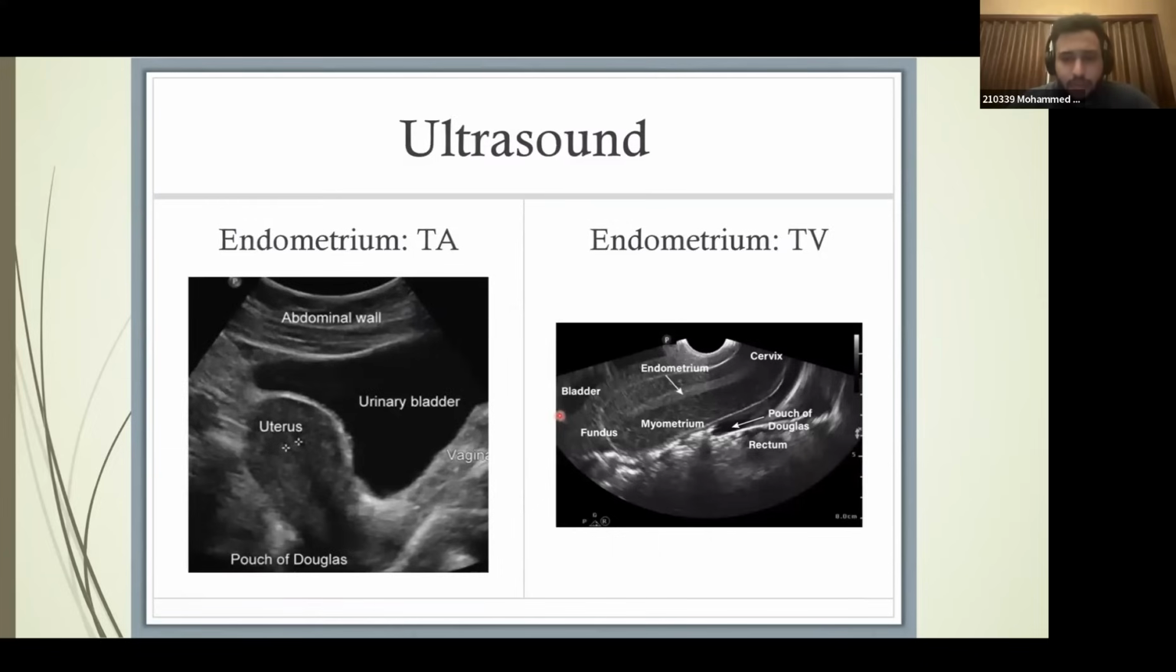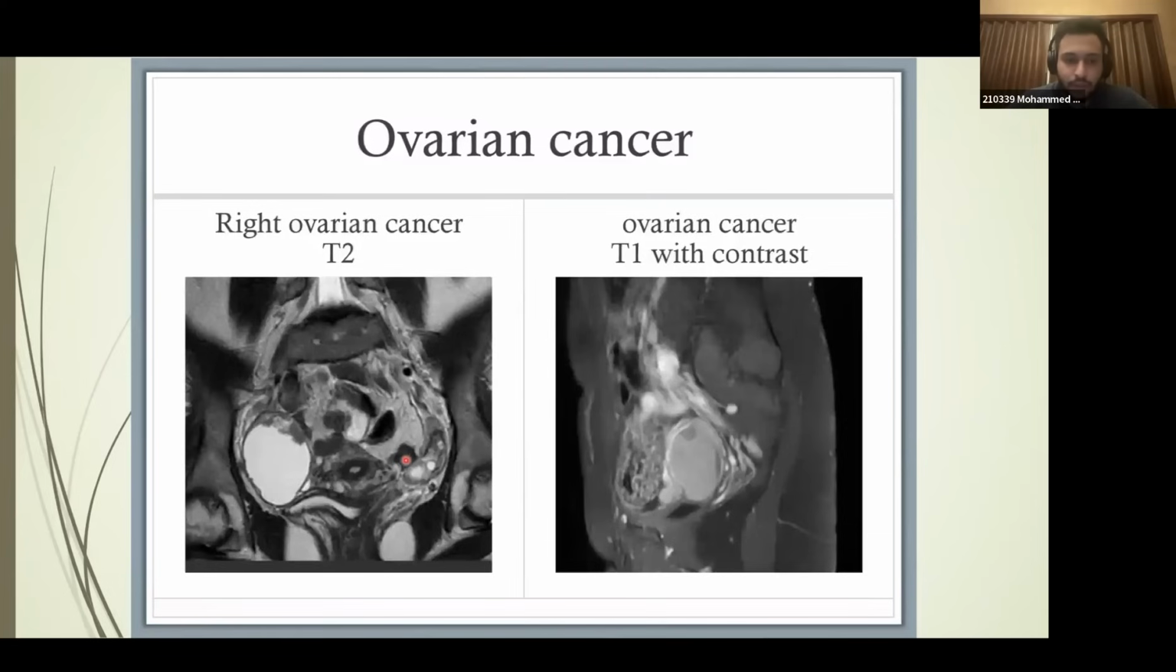Now, endometrium, you're going to need to know the difference in transabdominal, transvaginal. And the difference is urinary bladder. MRI for ovarian cancer is very specific for ovarian cancer. You can visualize ovarian cancer very, very well with MRI. Usually for pelvic organs, the first thing you do is ultrasound. However, the next modality you might use is MRI for ovarian cancer.